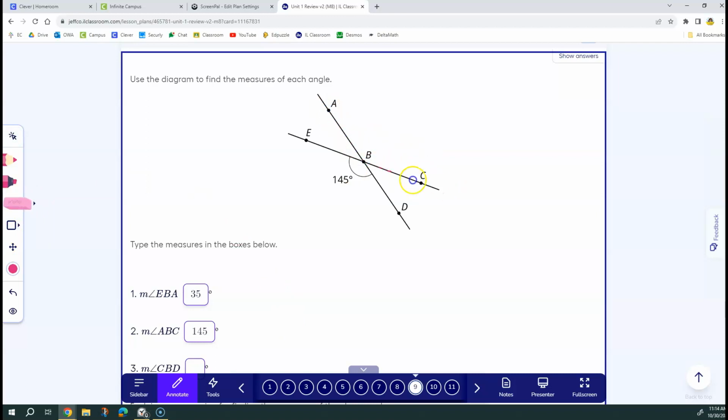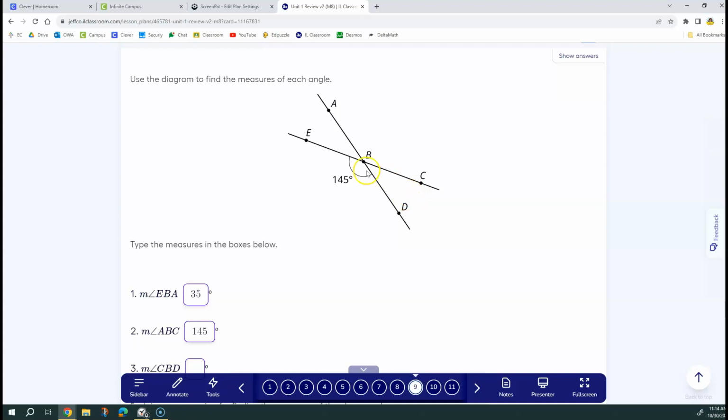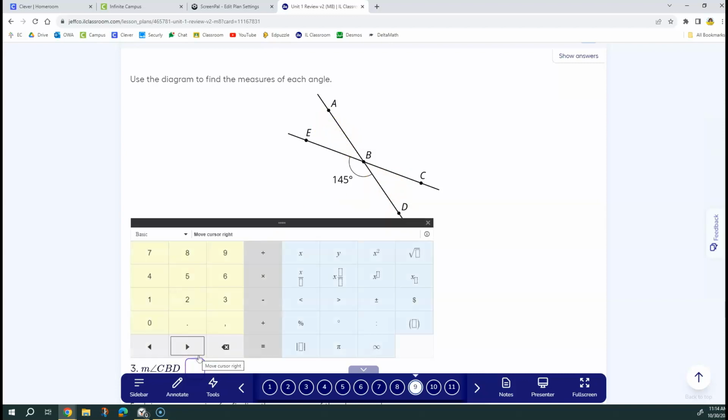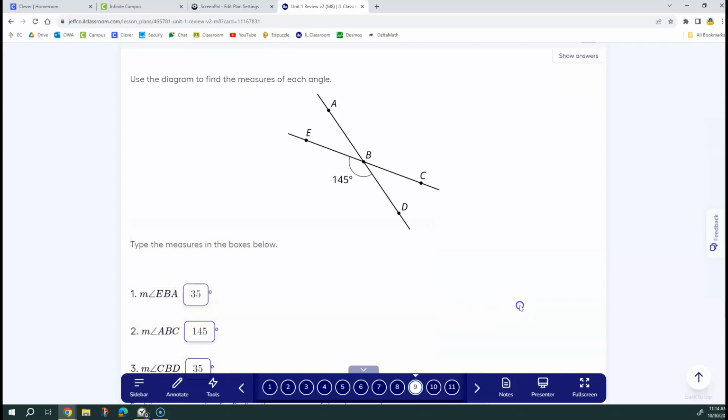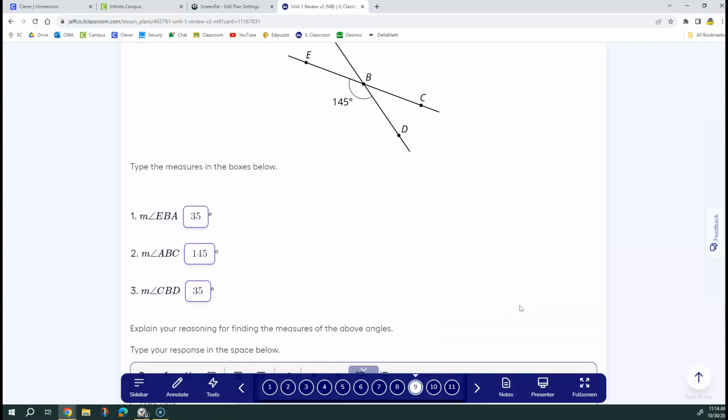The last angle measurement that it's looking for is angle C to B to D. Right here, C to B to D, this one right here. And C to B to D is vertical from this angle right here, EBA. We already know that EBA is 35 degrees. So since CBD is vertical, they are congruent, which means they're equal, which means the measure of angle CBD is also 35 degrees.